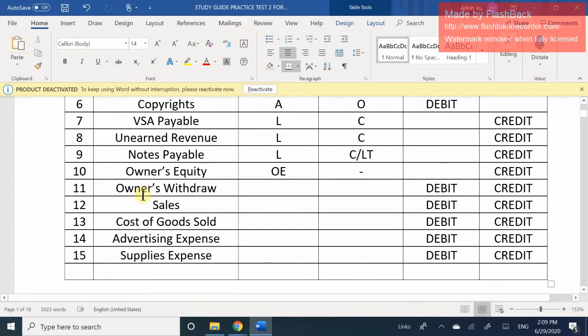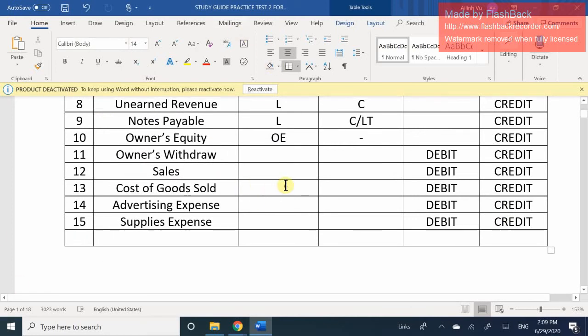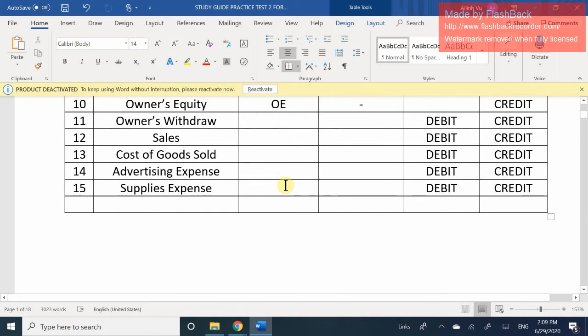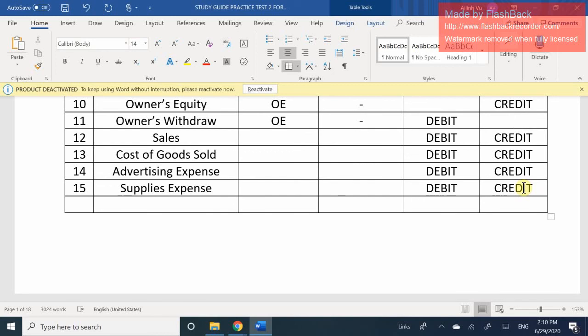All right, what about owner's withdrawal? Equity. Yes, it's an owner's equity. Categories none. None. And it has a debit balance. Yes, good job, David. Why does it have a debit balance? Why would an owner's withdrawal be a debit balance? Because it's shortening the business that is taken out. Not shortening the business, but taking out is correct.